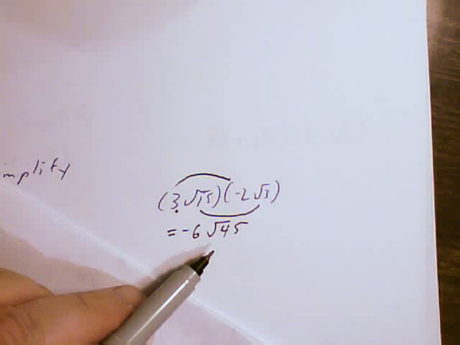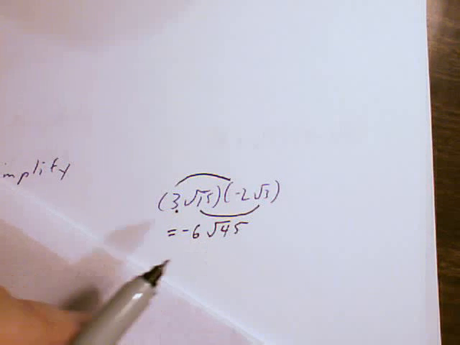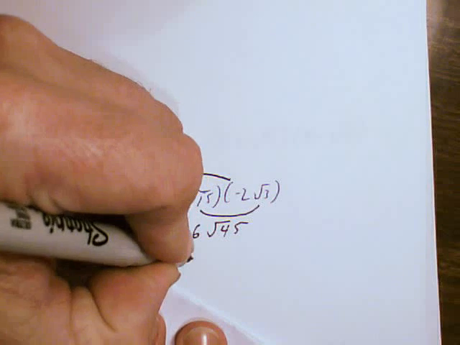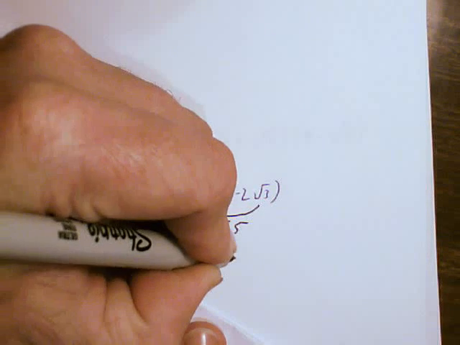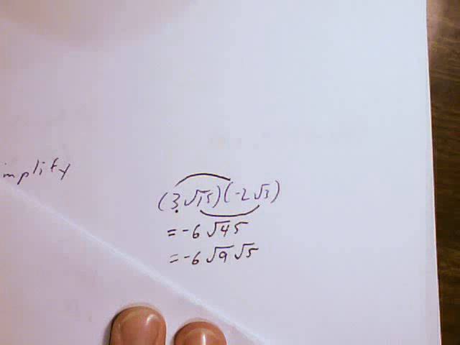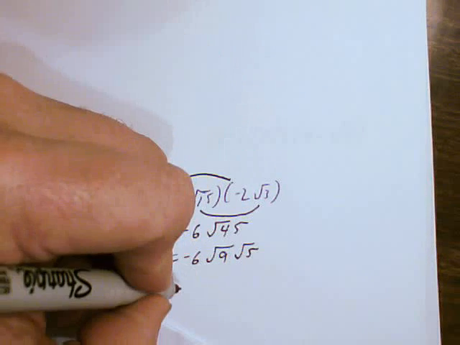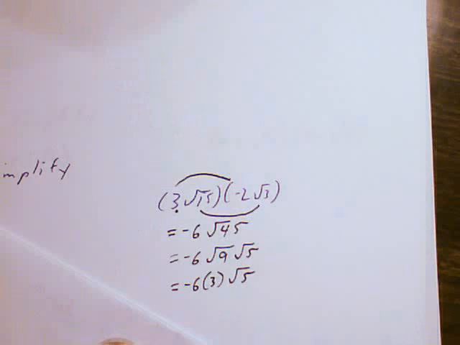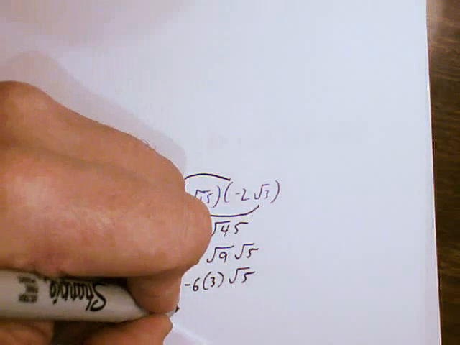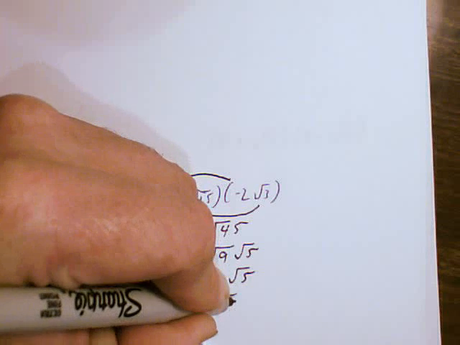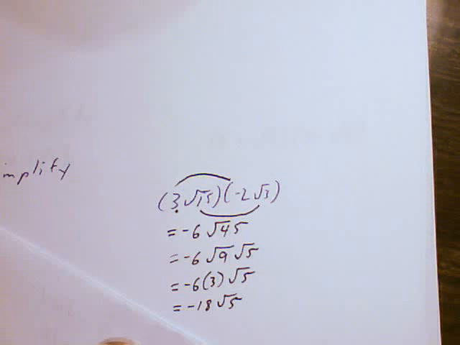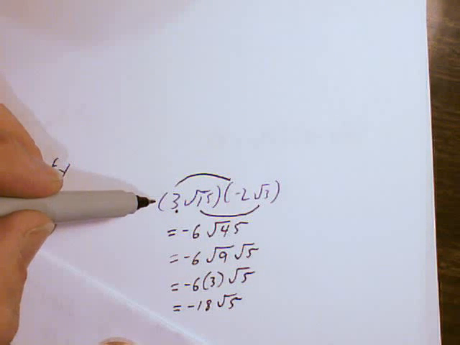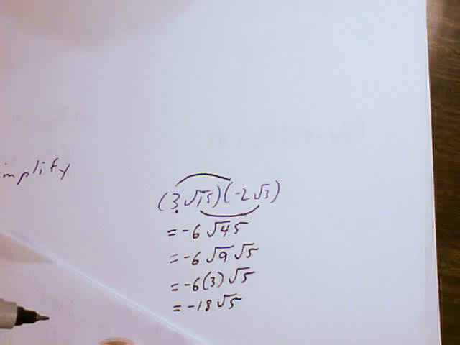I want to look at the root 45 and see if there is a perfect square product I can take out of that. I can think of root 45 as the root of 9 times the root of 5. And then the square root of 9 is 3. And negative 6 times 3 is negative 18. So the product of these two mixed radicals is negative 18 root 5.